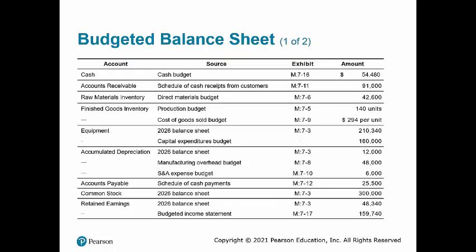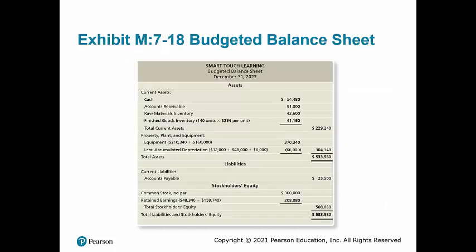The budgeted balance sheet will pull information from several different budgets that have been completed, as well as information from the 2026 balance sheet. So on this slide, we see all of the budgets that we would have to refer to obtain the balances, and we've mentioned many of these balances as we have prepared each one of those budgets. This is the projected or budgeted balance sheet for Smart Touch Learning at December 31st, 2027. And that is the completion of Learning Objective 4.